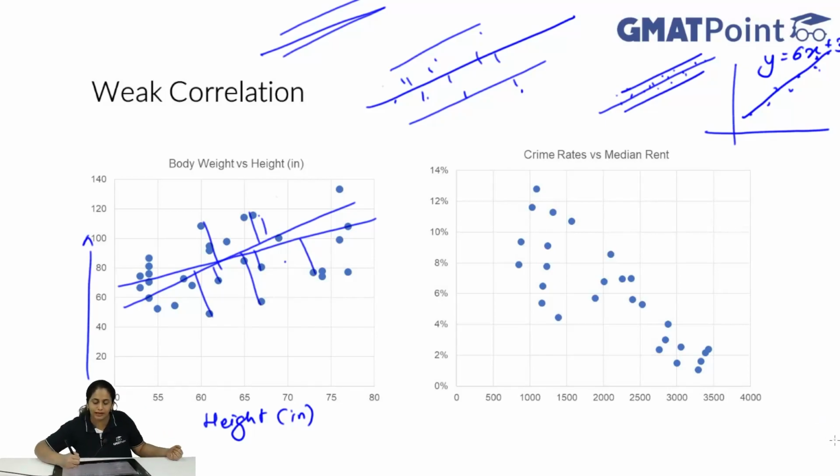Over here also, if you see crime rates versus median rent, you see as the median rent increases, the crime rates actually go down.